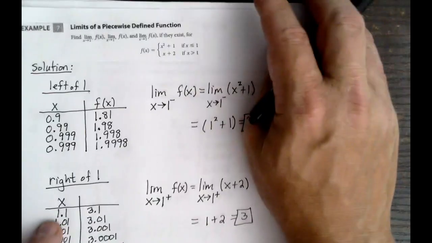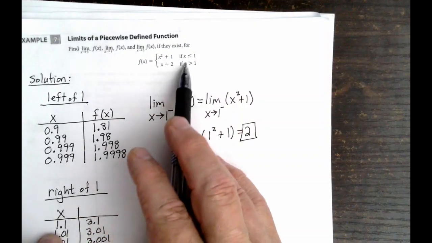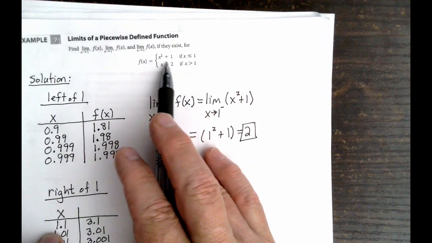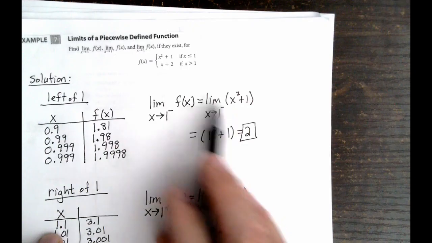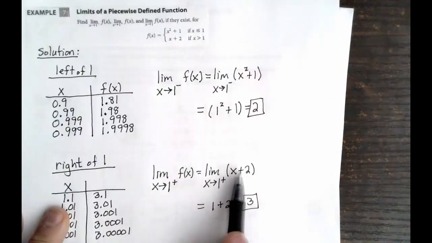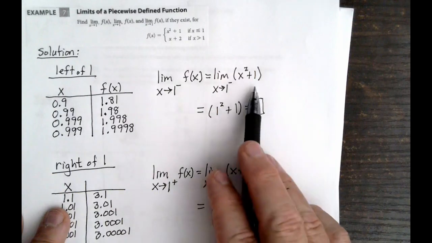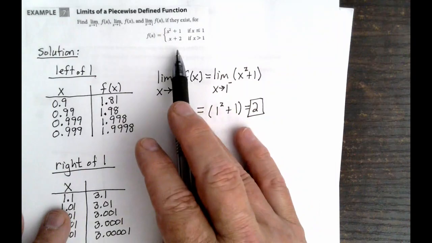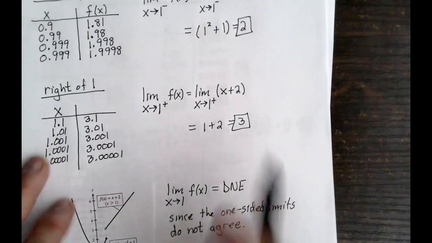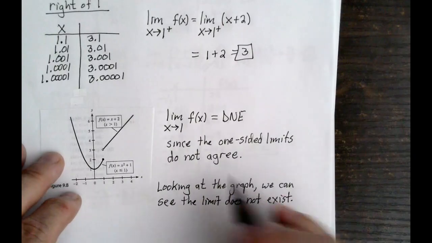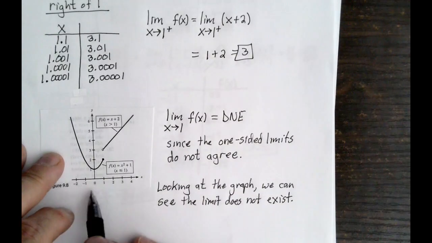Now notice if you come at it from the left, you have to use values that are less than or equal to 1, so you're going to use x squared plus 1. If you come at it from the right, you're using x plus 2. So with the piecewise function, you have to be careful which part of the piecewise function you're going to plug into your limit. So basically the limit does not exist since the one-sided limits do not agree. And looking at the graph, we can see that the limit does not exist.